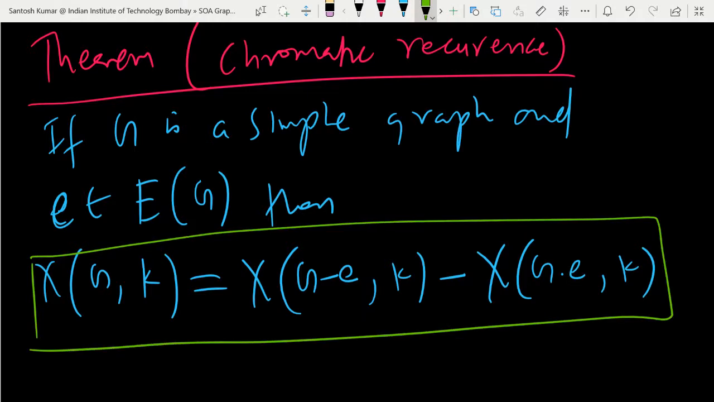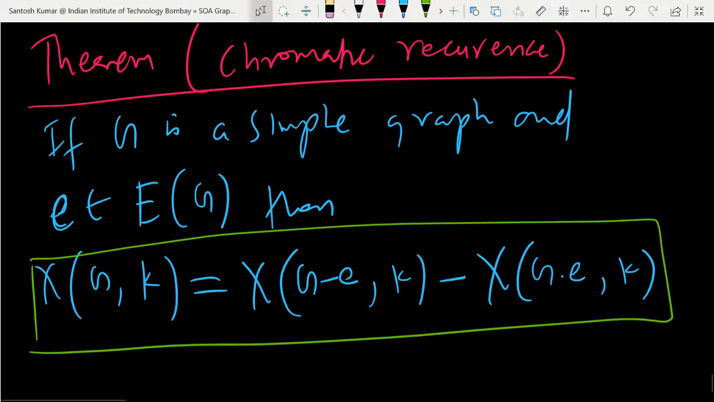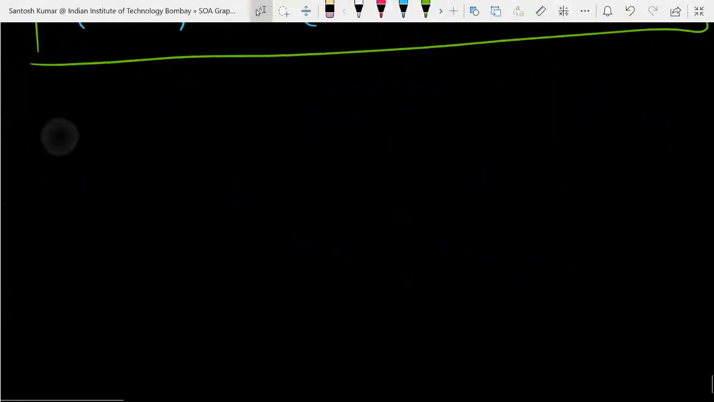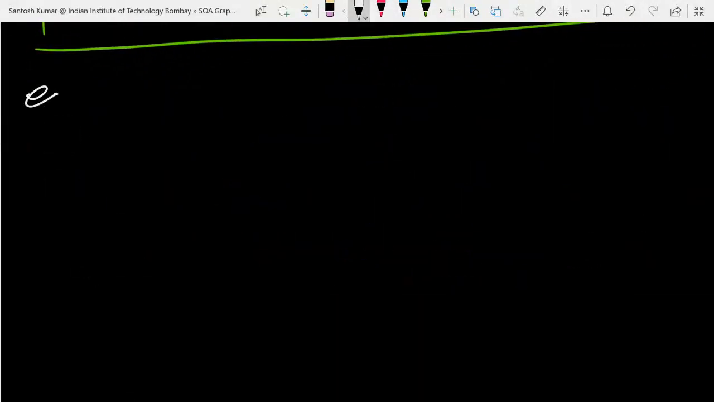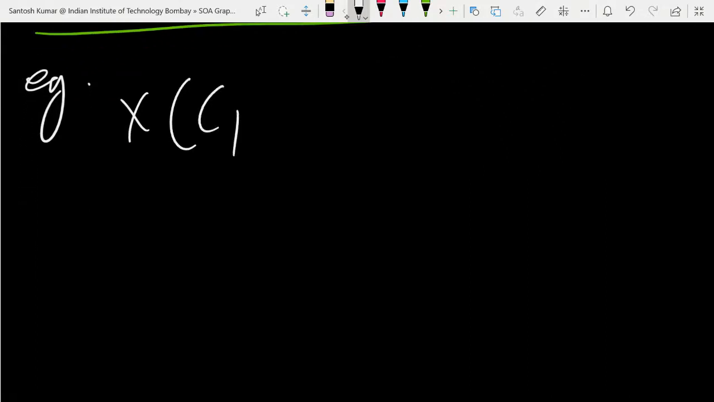Chromatic polynomial of G is equal to chromatic polynomial of G minus E minus chromatic polynomial of G dot E. Before proving this, I would like to solve a few examples and check. Then I will come to the proof of this. So try one. Start with C4 only. Using the above result, find the chromatic polynomial of C4.